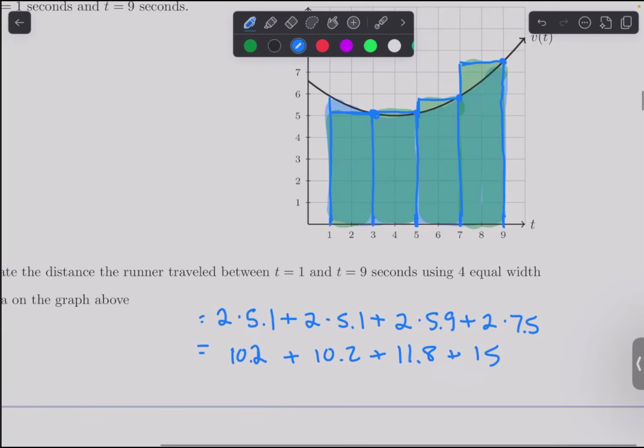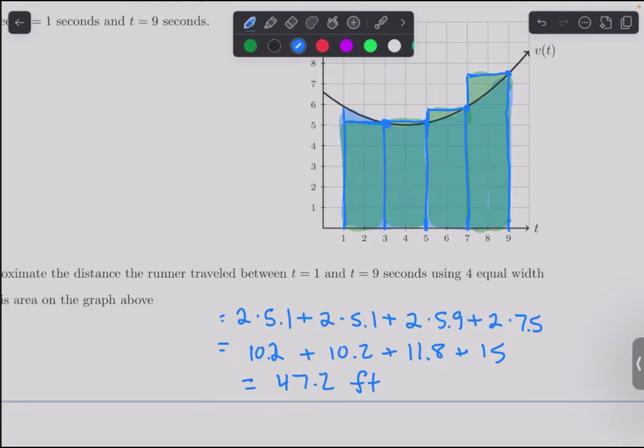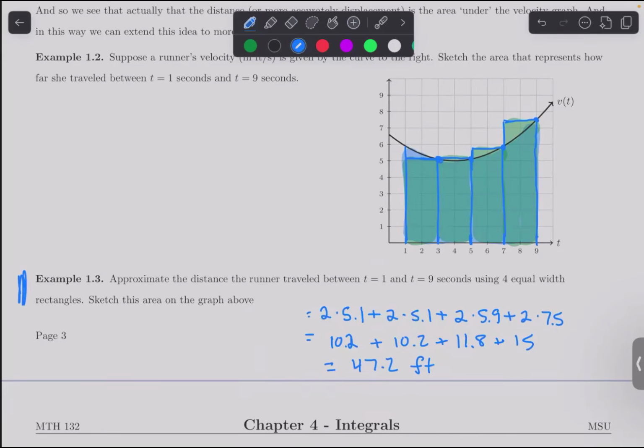So when I add these all together, and you can use a calculator for this, I'm going to get 47.2. And assuming that our units all stayed the same, and this was velocity in feet per second, and these were seconds, then this would be feet here. So this is the distance that this runner traveled between t equals 1 and t equals 9 seconds. Again, this is an estimate. We think probably that it's an overestimate because our green area was a little bit bigger than our blue area, but it's a good approximation.